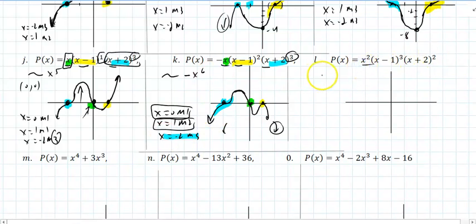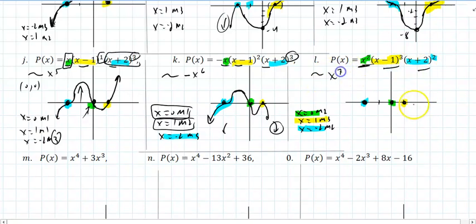How about this graph? Well, it crosses at 0, 1, and negative 2. Multiplicity 3, multiplicity 2, multiplicity 2. So x equals 0 multiplicity 2 is going to look like a parabola. X equals negative 2 multiplicity 2 is going to look like a parabola. And x equals 1 multiplicity 3 is going to look like a cubic. This is dominated by x squared times x cubed, that's x to the 5th, x to the 7th, odd.